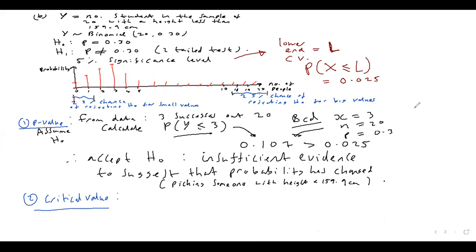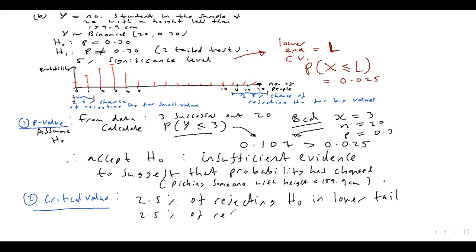To do this critical value test, we're going to have to use our tables. Remember again that we've got a 2.5% chance of rejecting H0 in the lower tail of the distribution, so for tiny numbers of successes, and we've got a 2.5% chance of rejecting H0 in the upper tail. Okay, so now what we can do is go to our tables.